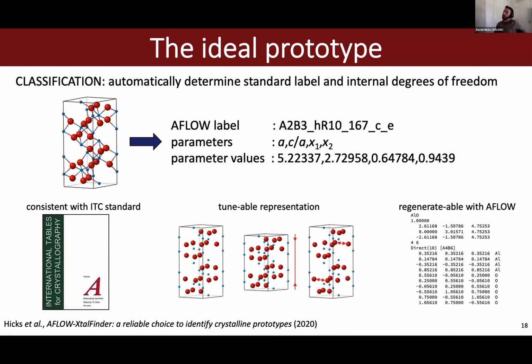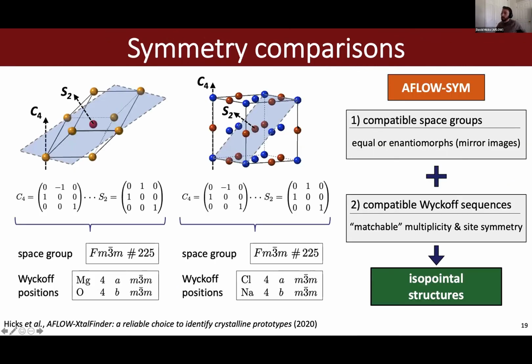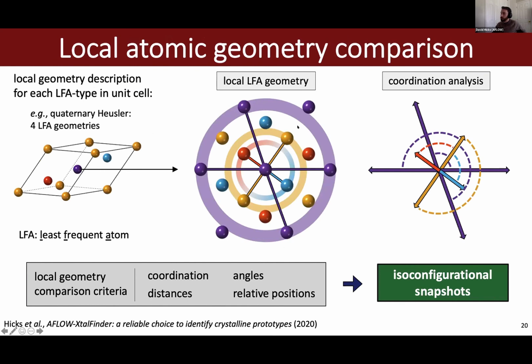One thing the tool can do is classify. If you're given an input structure, it can cast your structure into the prototype designation that I've shown. This is important because, one, it's consistent with the International Tables for Crystallography, the standard. It's tunable, so you can change these parameters and modify the structure. And it's also regeneratable with the software. This is a nice feature to cast it into this representation, which again could also be used as a feature since it has symmetry information. Sorry, I jumped forward a little bit.